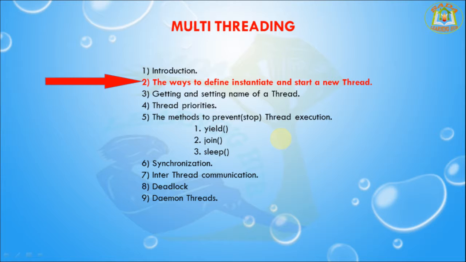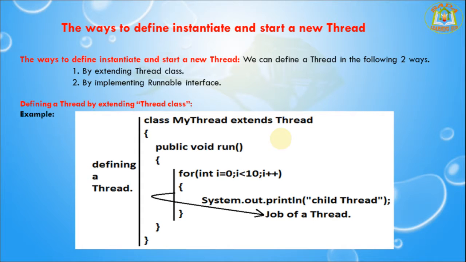Today's session we are going to learn the different ways to define, instantiate, and start a new thread. There are two different ways to instantiate and start a new thread. Those are by extending the Thread class, and the next one is by implementing the Runnable interface. Now I am going to discuss extending the Thread class.